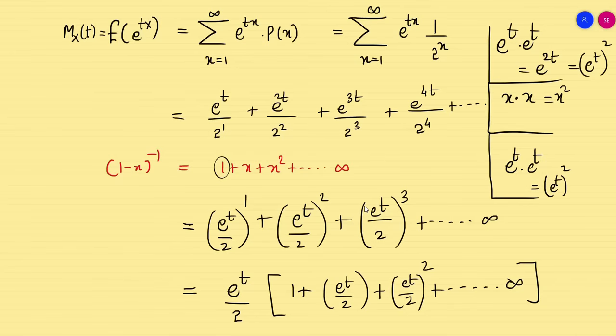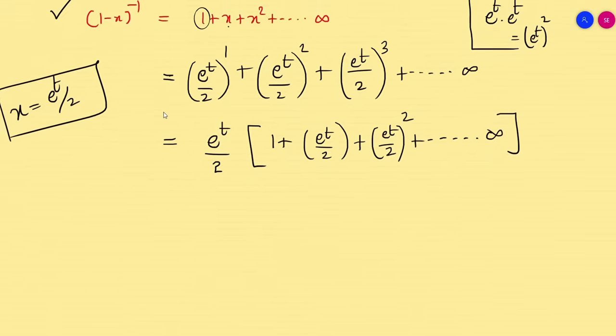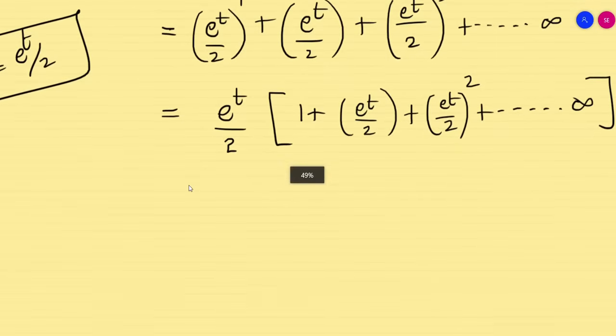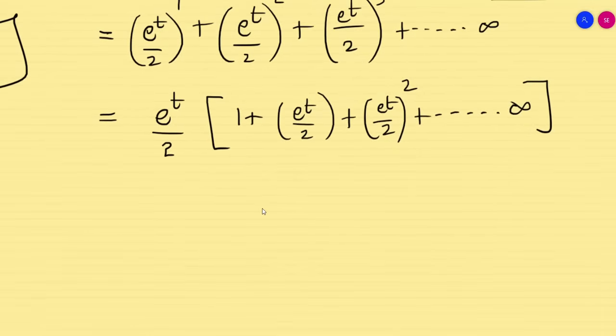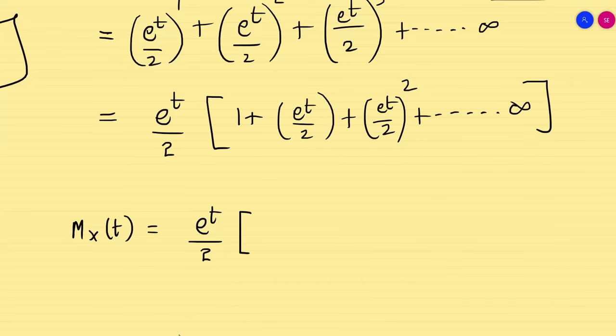So now it is in this form where my x value is what? e power t by 2. That's it, guys. So what can I do now? I am going to rewrite the problem. Simply my Mx of t is going to be e power t by 2 times 1 minus e power t by 2 whole power minus 1.